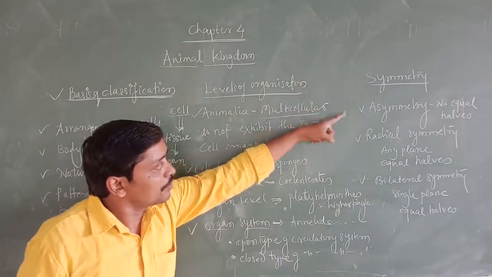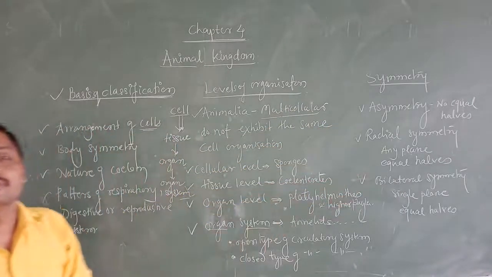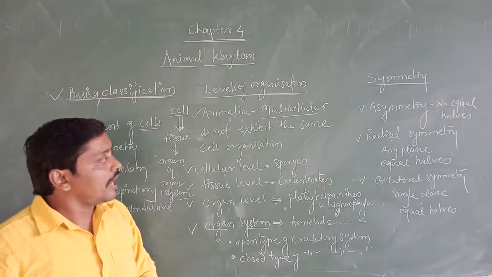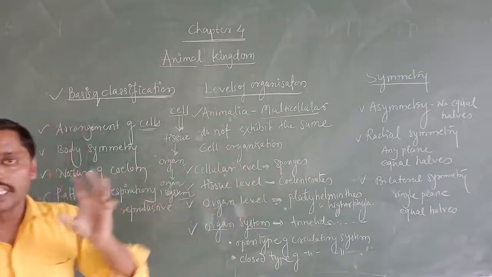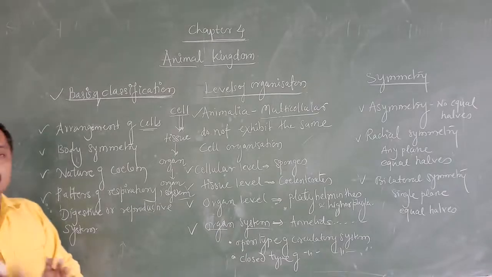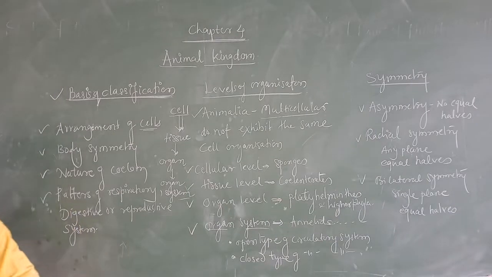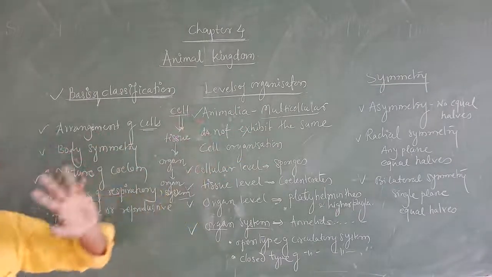There are three types. One is asymmetry, the second is radial symmetry, and the third is bilateral symmetry. In asymmetry, what happens? Here we study the example of sponges. If you take a sponge and cut it in any plane passing through the center, you cannot get two equal halves. That type of symmetry we call asymmetry.